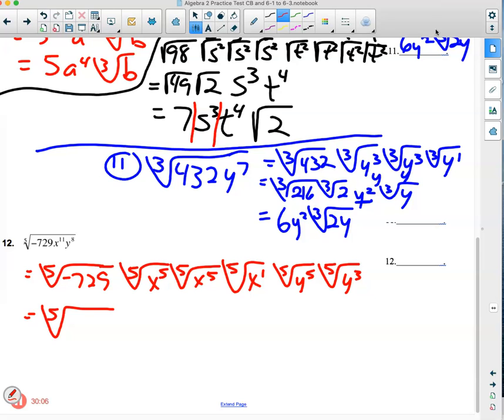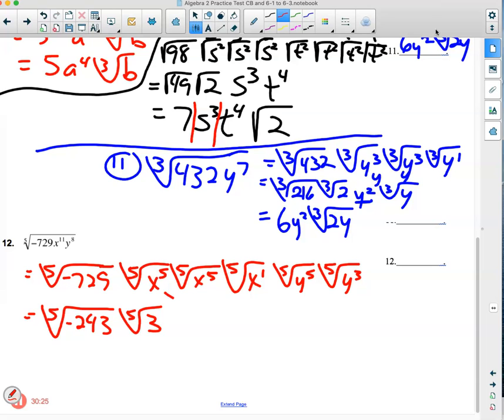So the question comes up, well, do I take the negative with or do I leave that with the little 3? Take it with. We know the fifth root of negative 243. We're just going to put a negative in front of the fifth root of 243, which is 3. And that went in 3 times.